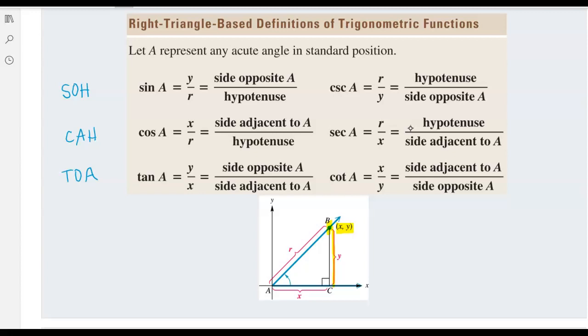We can also see the reciprocal identities here, where the sine and the cosecant are reciprocals of one another, right? We've got opposite over hypotenuse versus hypotenuse over the opposite. And the cosine and the secant are reciprocals. The tangent and the cotangent are reciprocals of one another.